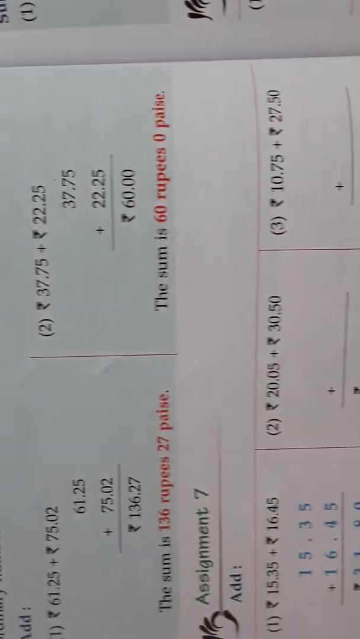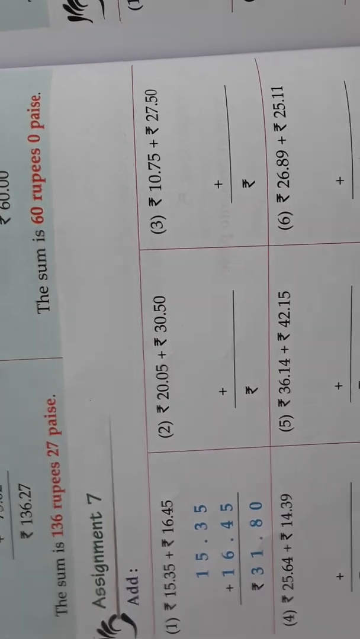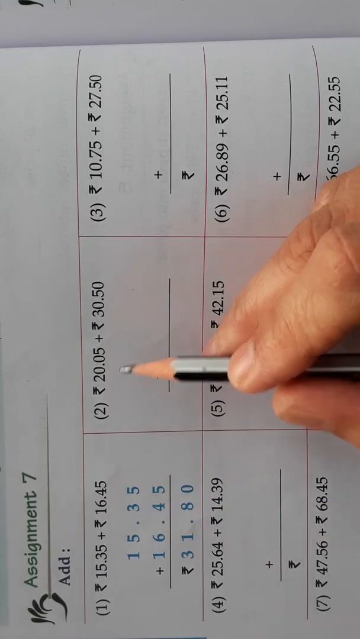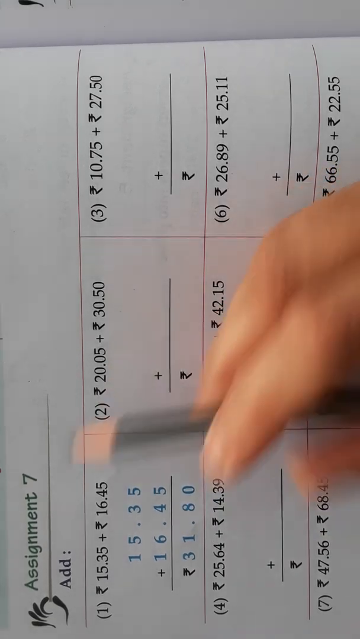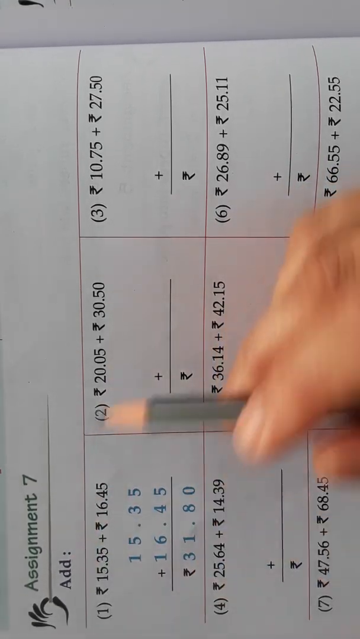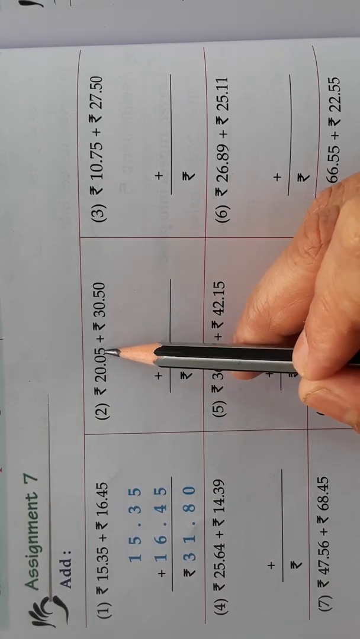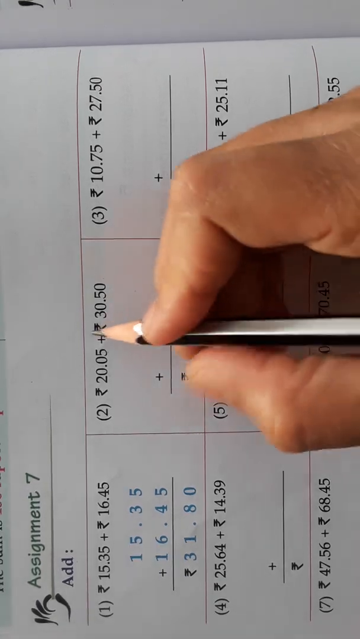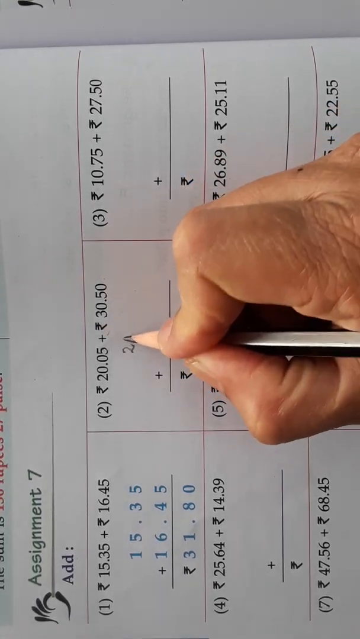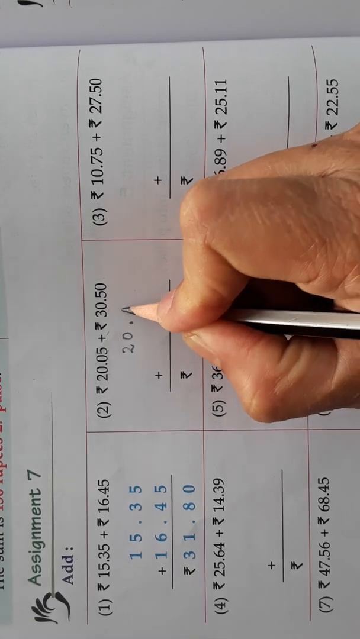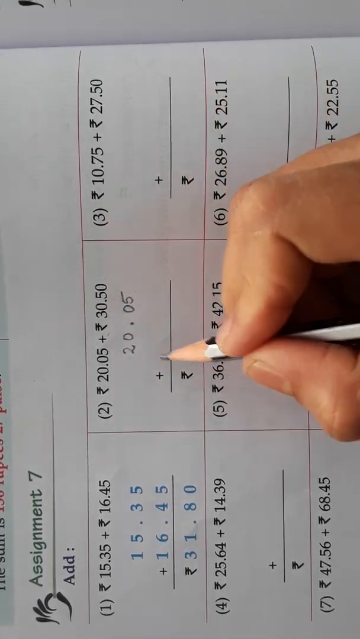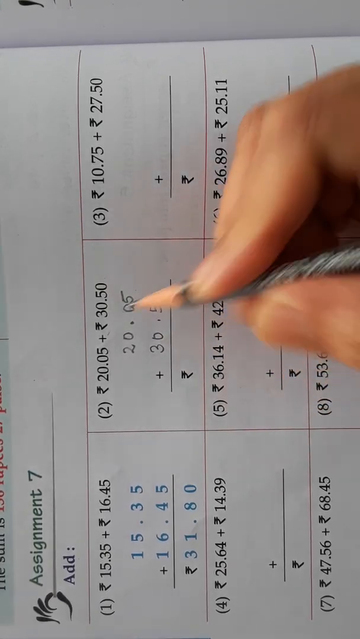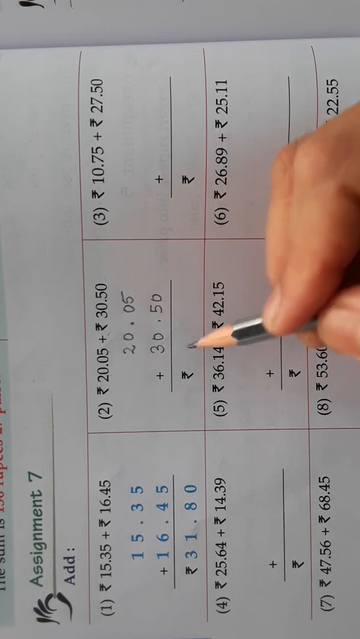Come, we'll see assignment 7. We'll do some sums so that you can understand easily. See, one has been done for you. Come, we'll go to the next one. See, what is the question? Add 20 rupees 5 paise with 30 rupees 50 paise. So write that. Add paise with paise and rupees with rupees.